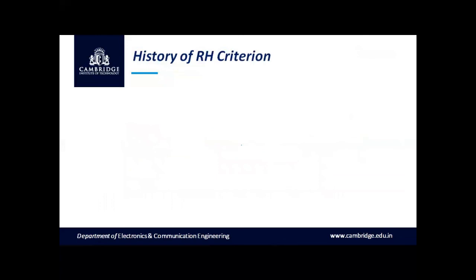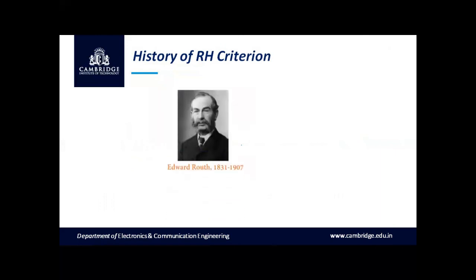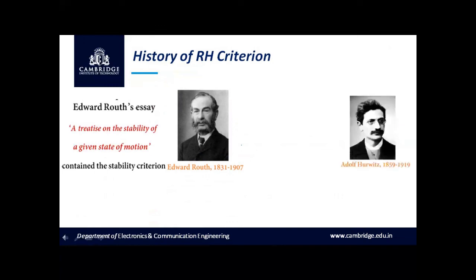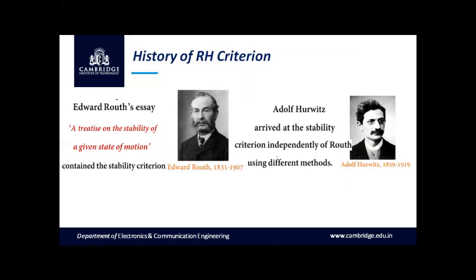Now let us look into the history of the RH criterion, in which two independent historical paths led to the stability criterion. Edward Routh's essay titled A Treatise on the Stability of a Given State of Motion contained the stability criterion, and on the other side, Hurwitz arrived at the stability criterion independent of Routh's using a different method. To honor these independent efforts, their result is known as the Routh-Hurwitz stability criterion.